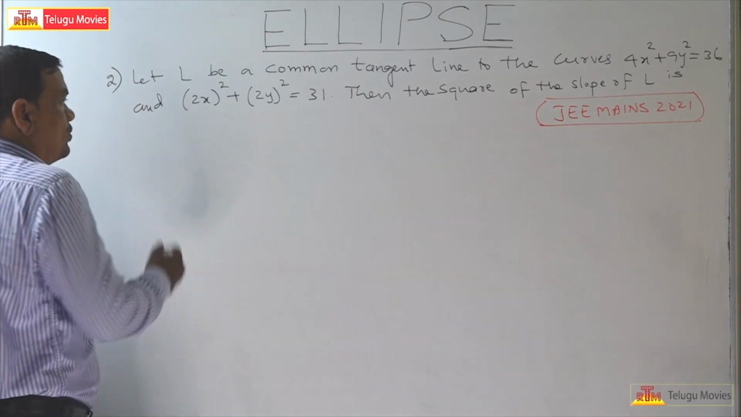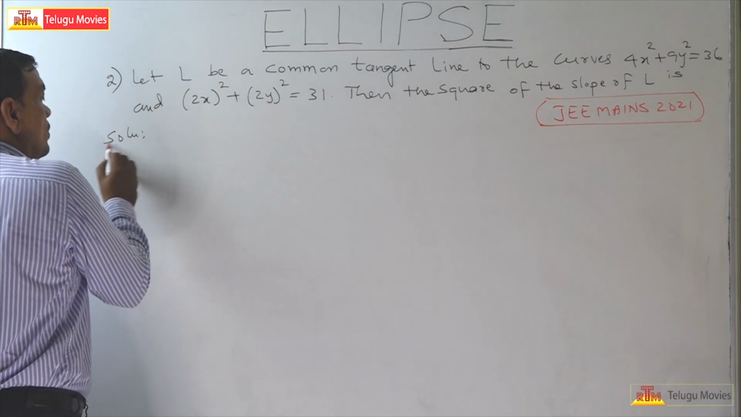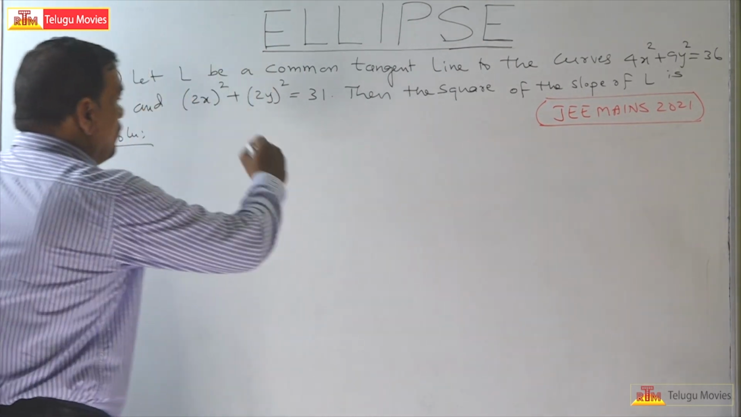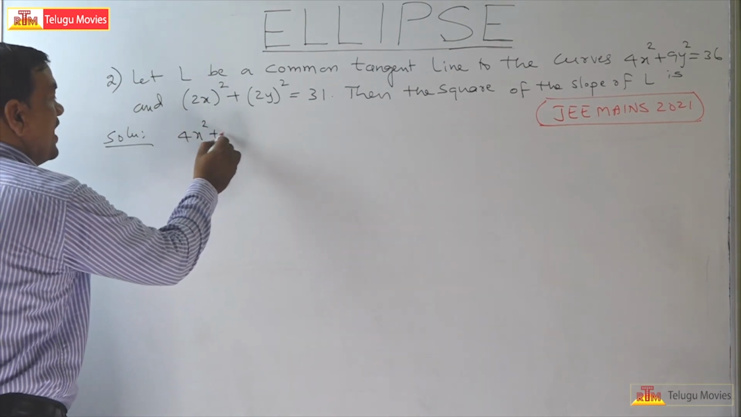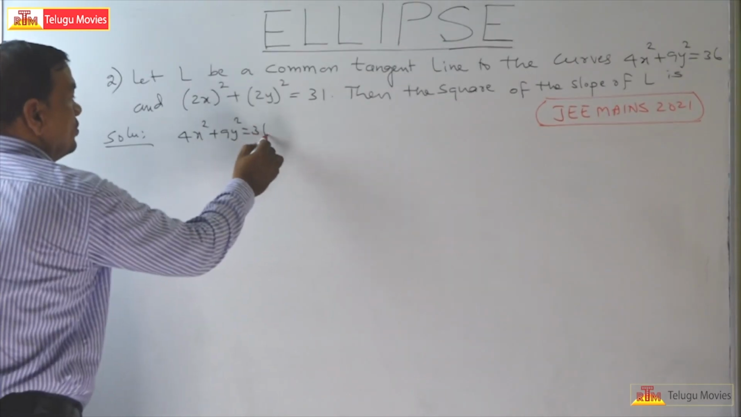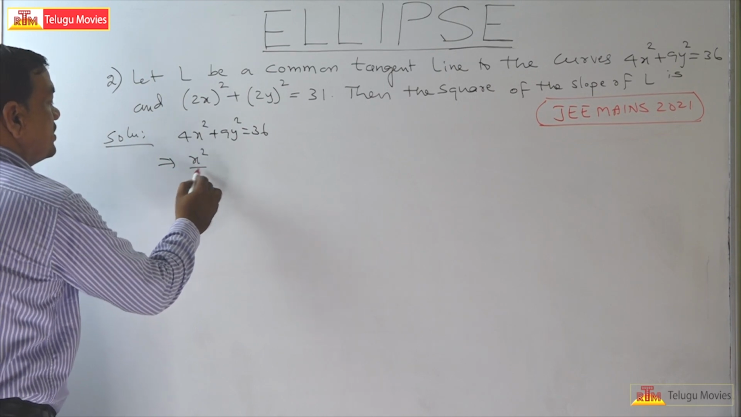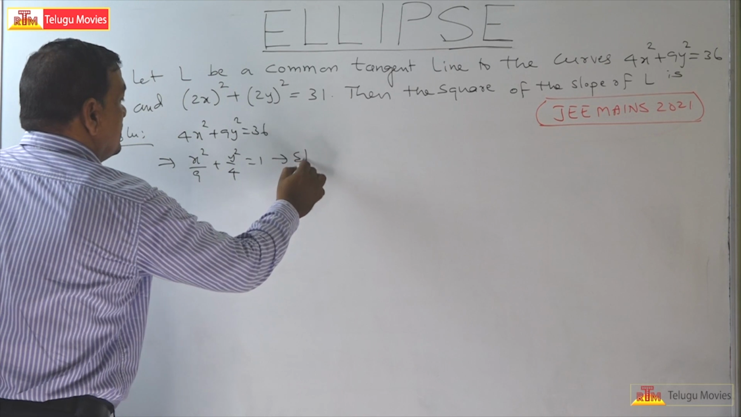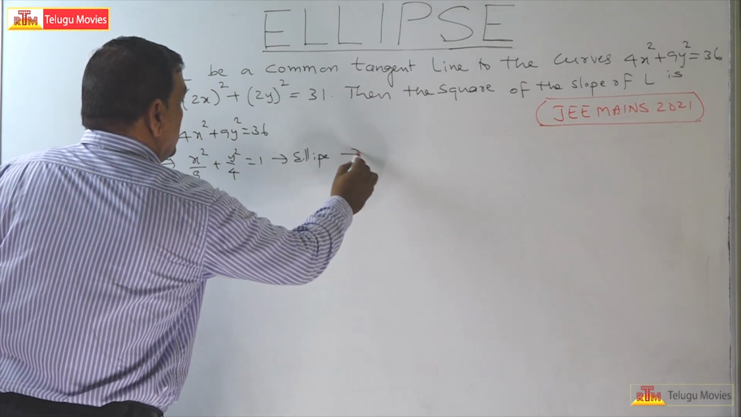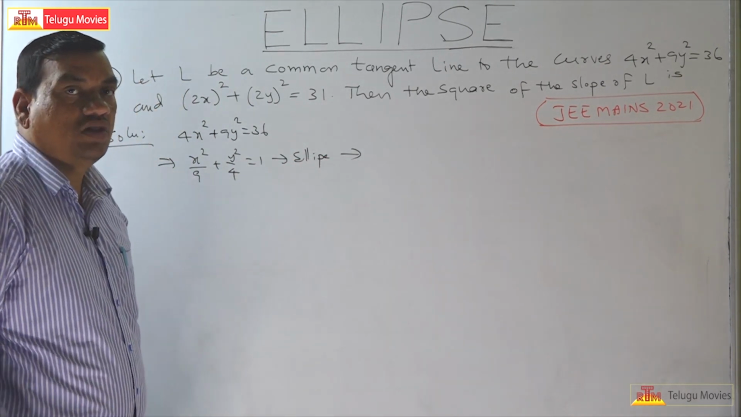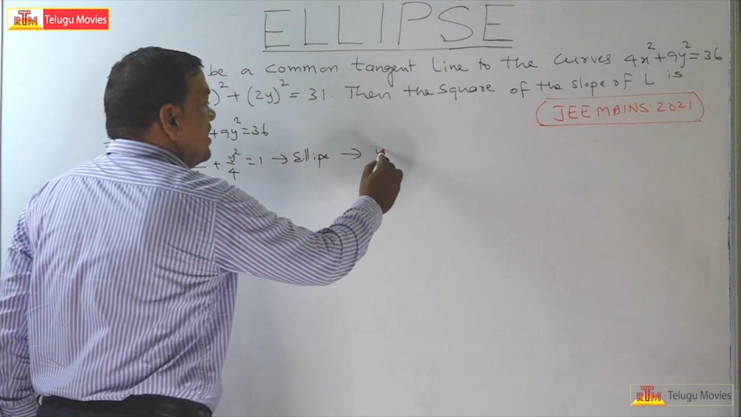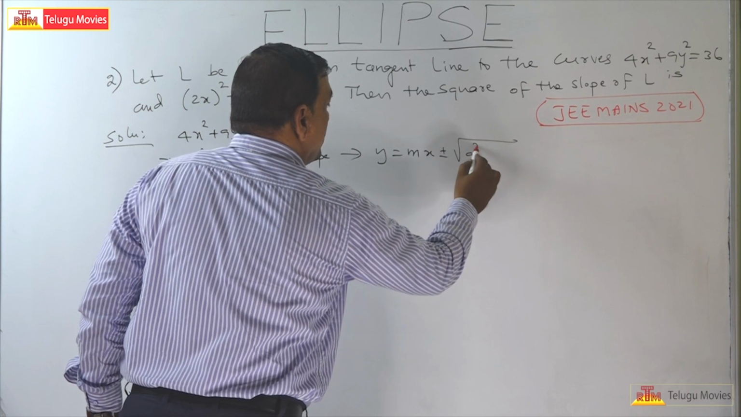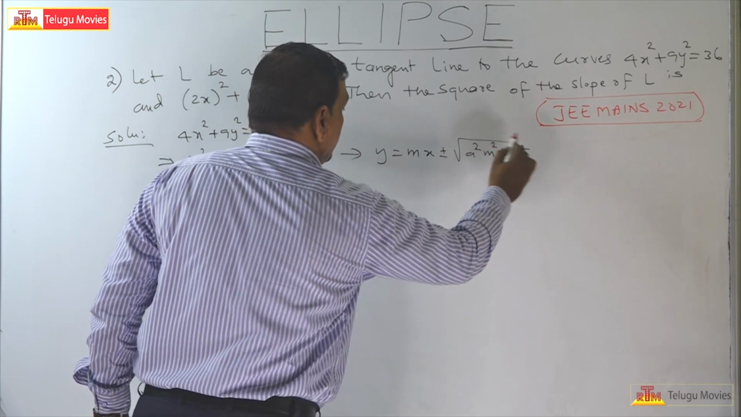So how to find this? Here, two basic concepts you have to know. The first one: what is the first curve? 4x square plus 9y square is equal to 36, so this is x square by 9 plus y square by 4 is equal to 1. This is an ellipse. What is the general tangent equation of the ellipse? We take it as y is equal to mx plus or minus root of a square m square plus b square.